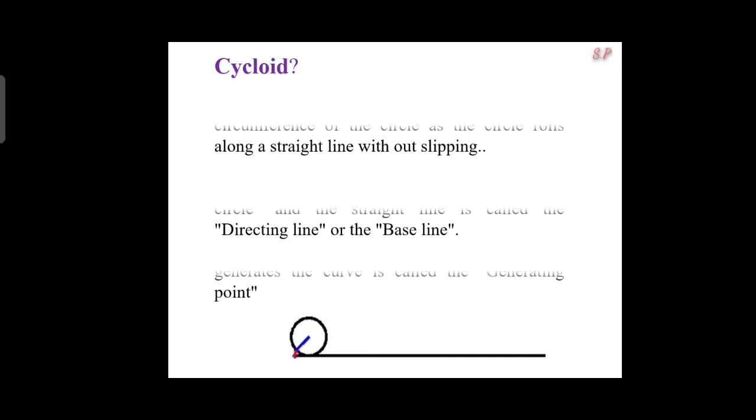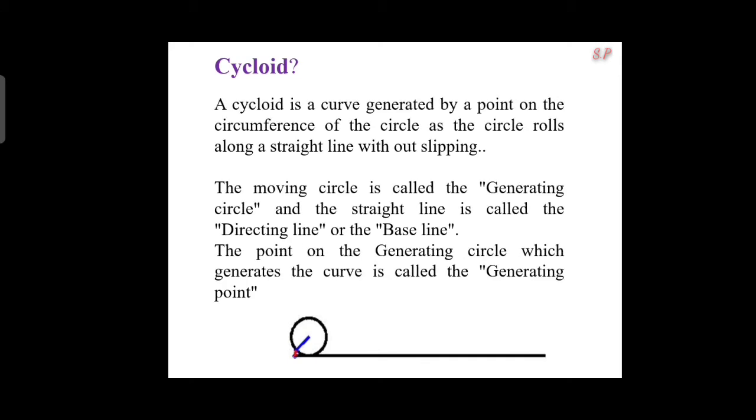First we are going to discuss the meaning of cycloid. A cycloid is a curve generated by a point on the circumference of a circle as the circle rolls along a straight line without slipping. The moving circle is called the generating circle and the straight line is called the directing line or the baseline. The point on the generating circle which generates the curve is called the generating point.